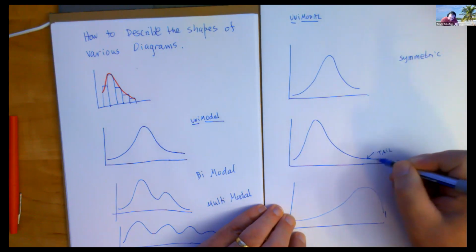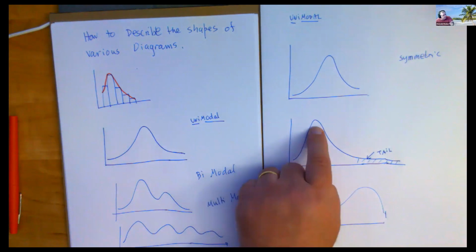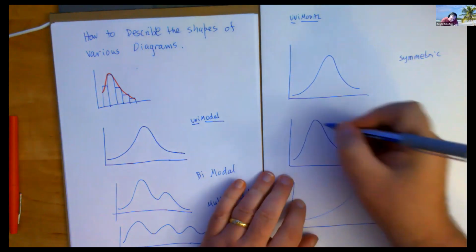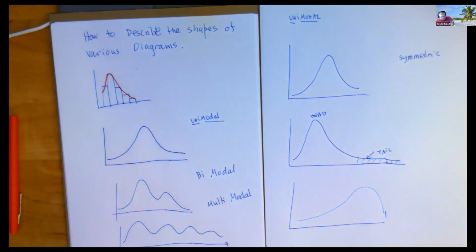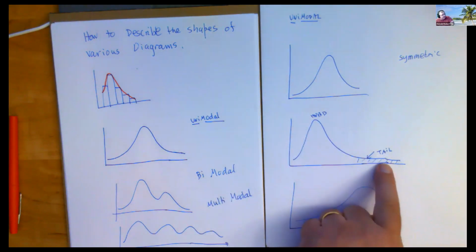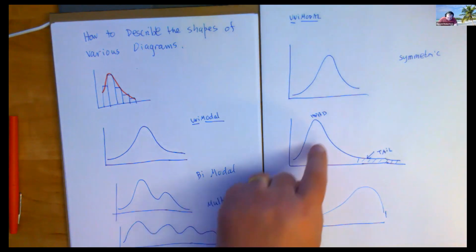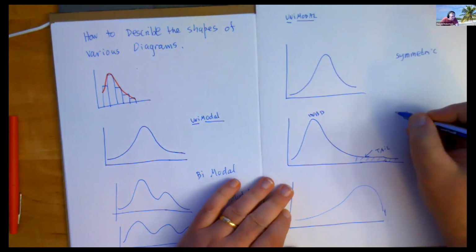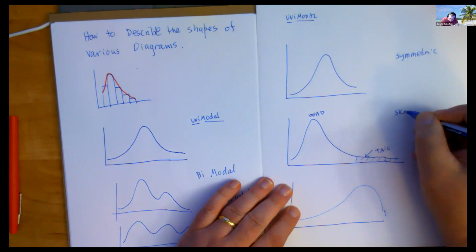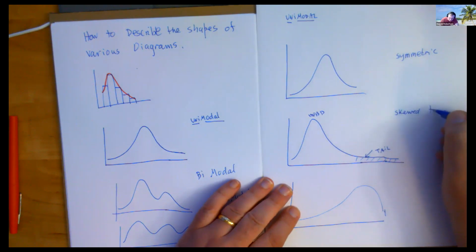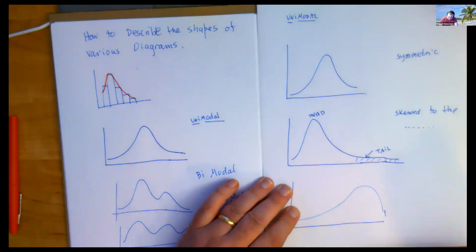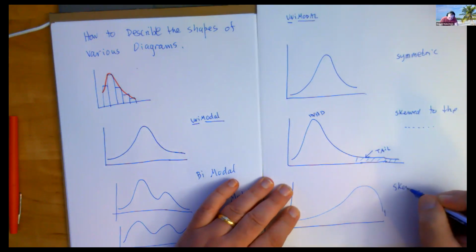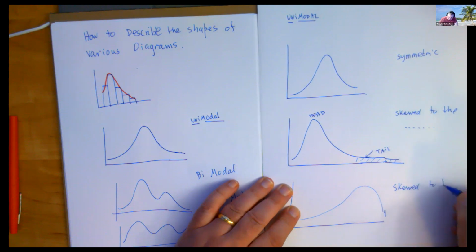This little piece here is sometimes called the head. So imagine a little monster or whatever. Here's its head, here's its tail. These 2 shapes have a name. They're called skewed to the, I'll insert the missing word in a minute. And this one is called skewed to the, insert the missing word.